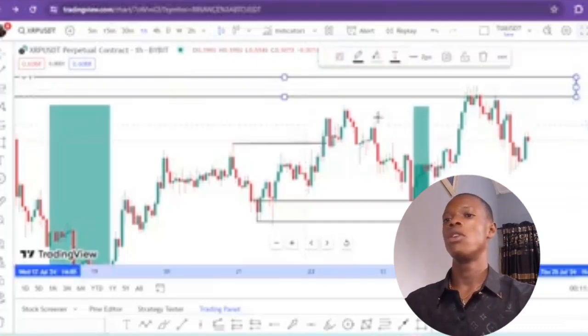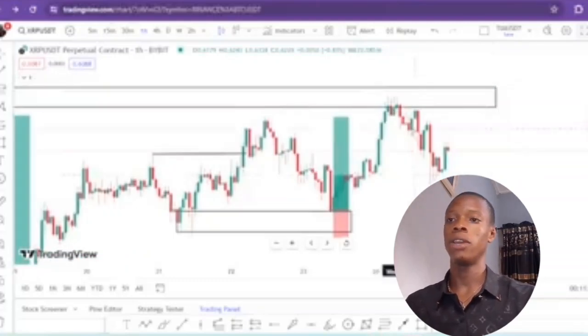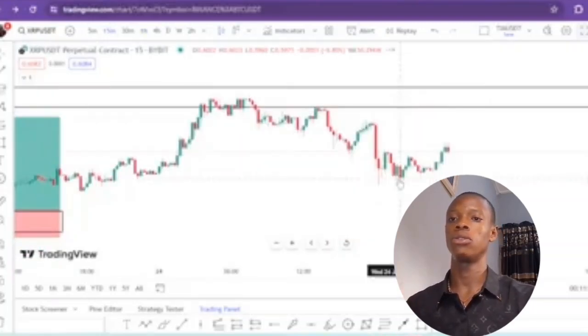And if you watch, when the price gets to this order block area, so this is my order block area on the higher time frame, immediately I took a short. Immediately I saw this, I took a short.